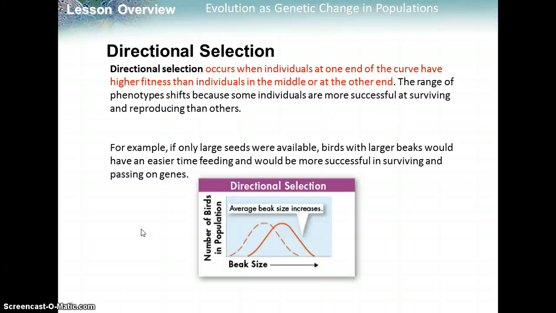The range of phenotypes shifts because more individuals are more successful at surviving and reproducing. For example, if only large seeds were available, birds with larger beaks would have an easier time feeding and would be more successful in surviving and passing on genes. So if larger beaks in the previous population were at the end here, well then in the new population over time, the most number of birds would have a larger beak size. So you'll always see a shifting, either the bell curve shifting to the right or shifting to the left in directional selection. It's going one direction or the other.